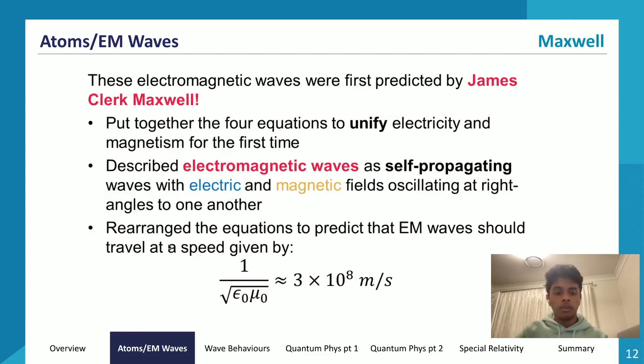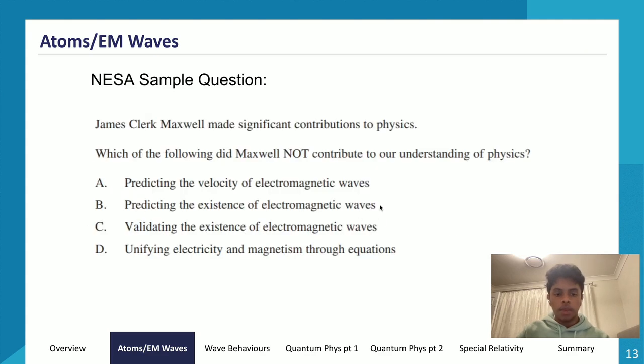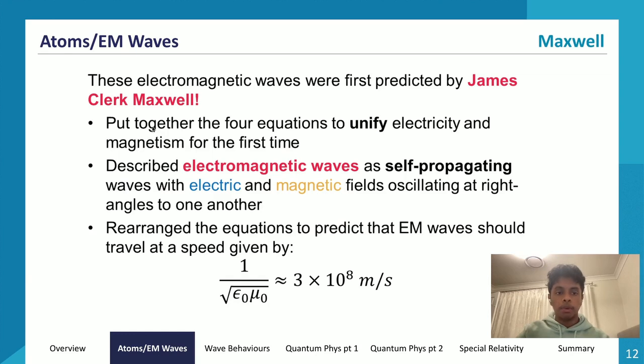Well, he did, right? He rearranged the equations to predict that electromagnetic waves should travel at a speed of 3 times 10 to the power of 8 meters per second. Now let's go to option B. He predicted the existence of electromagnetic waves. Well, did he do that? Yes, he did. He described electromagnetic waves, and he also predicted their existence. That's also another thing that he did.